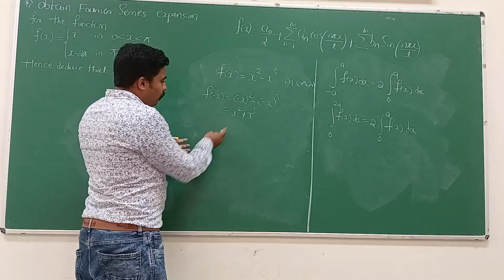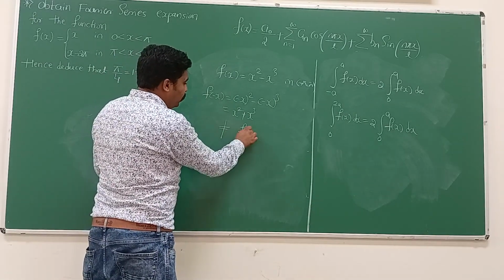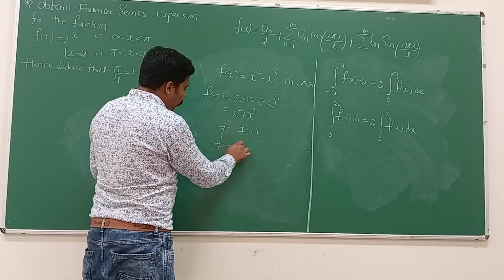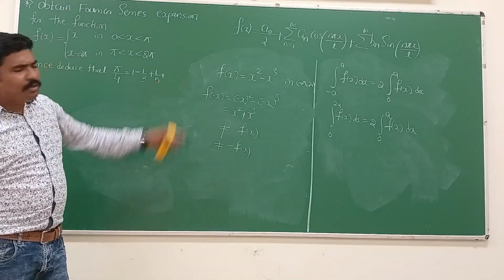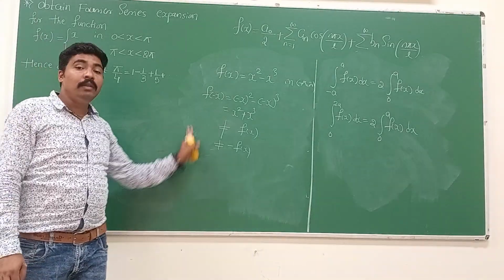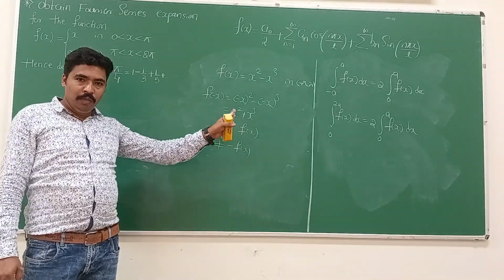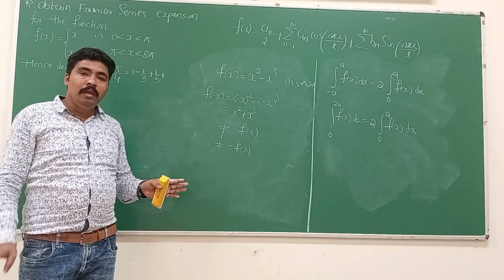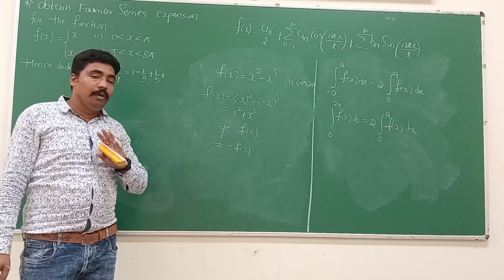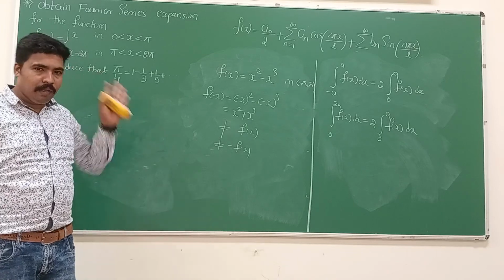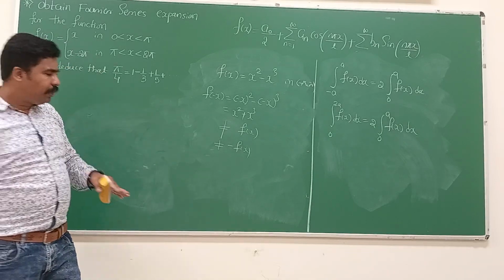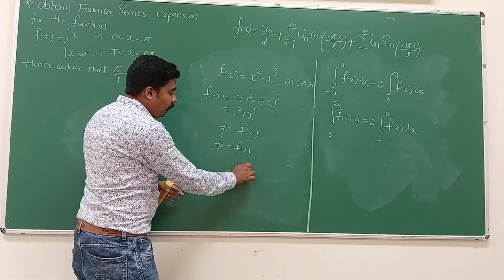Now you can see this is not equal to plus f of x and it is not equal to minus f of x. So these kinds of functions are called neither even nor odd functions. For this we cannot apply the even-odd function concept. We have to apply the general Fourier series expansion method. Similarly, for the exponential term e power minus ax also.